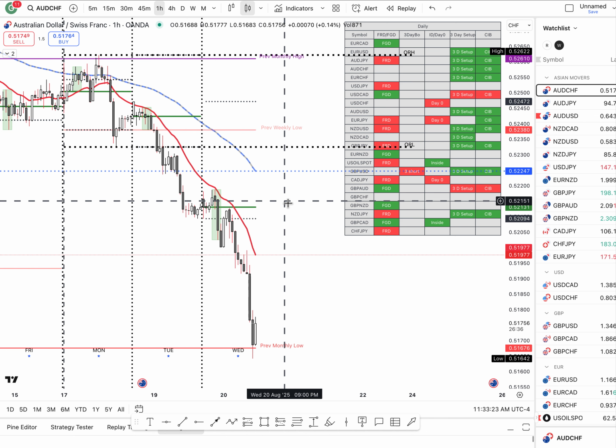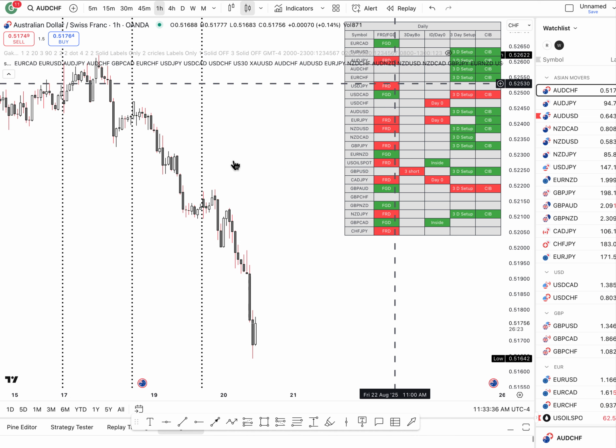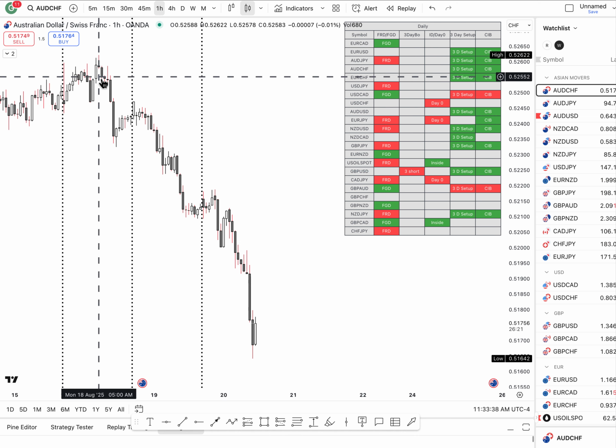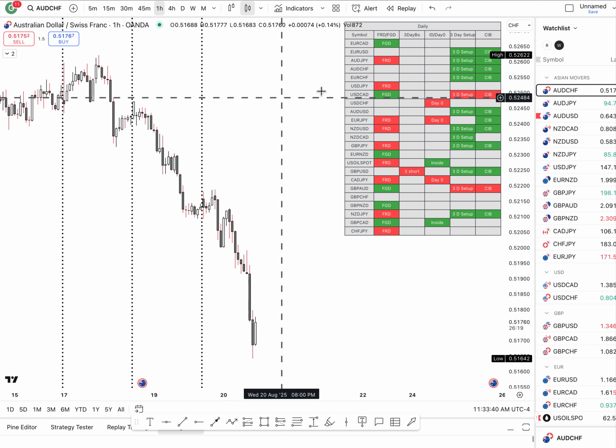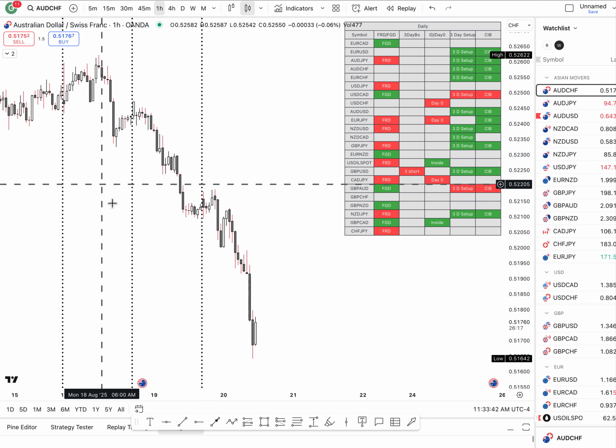Look at the indicator every day, mark out what pair and what event has happened. Look at that market, ask yourself one question and mark it up. It showed here 3-day setup on the AUD Swiss franc. Let's mark it up.